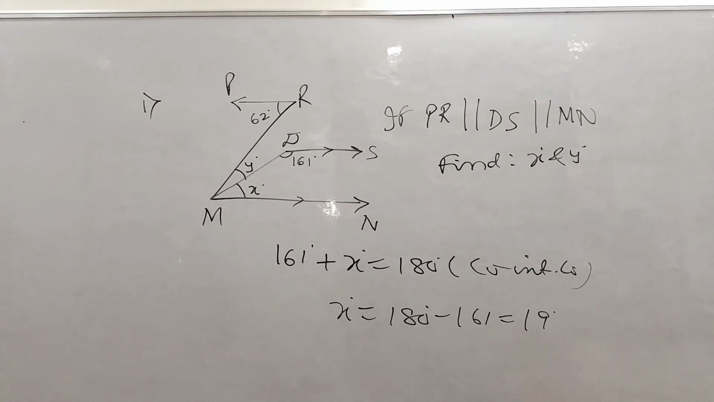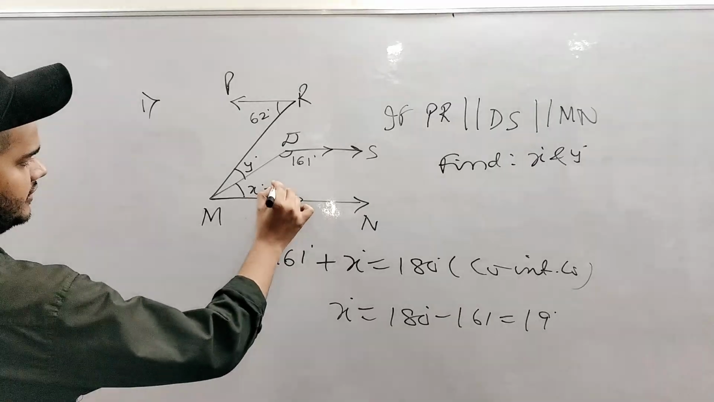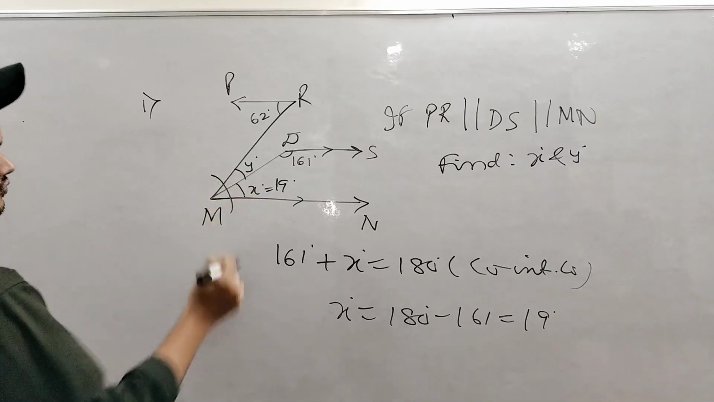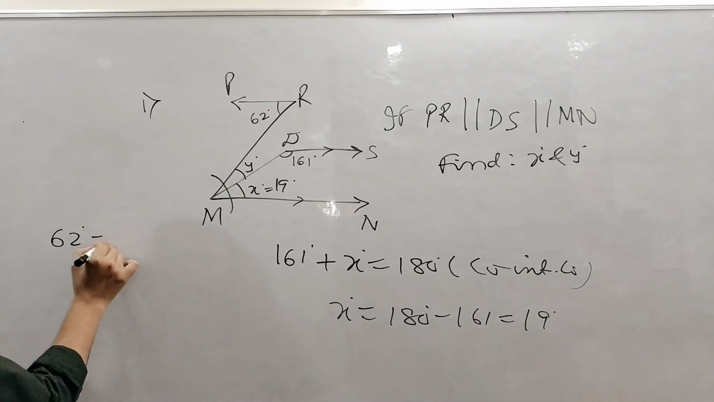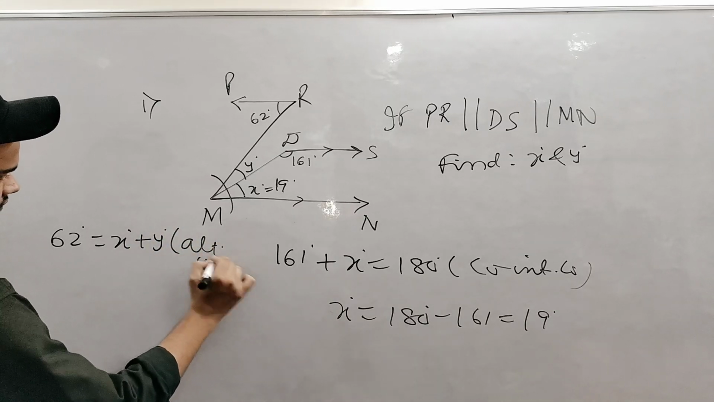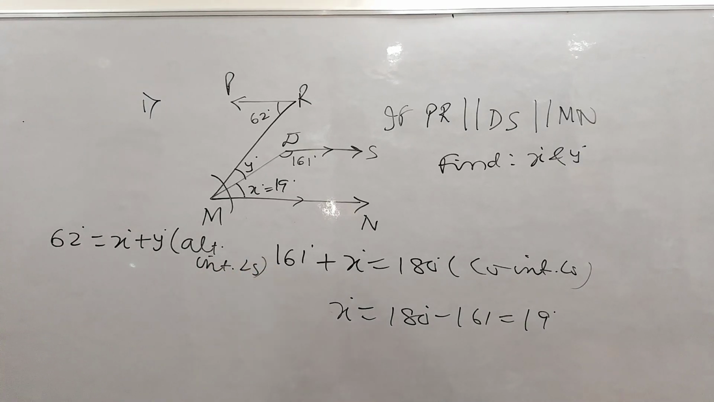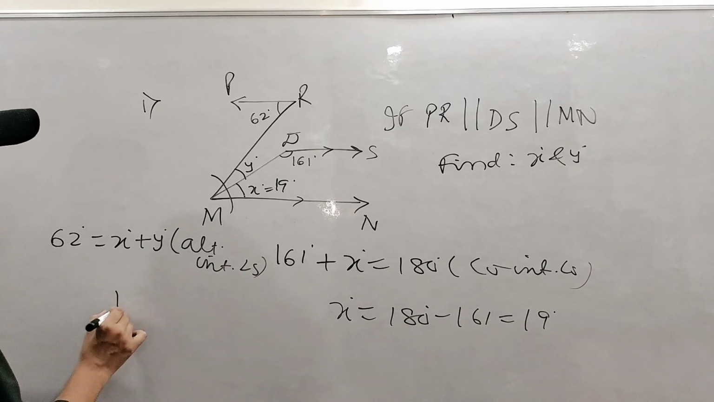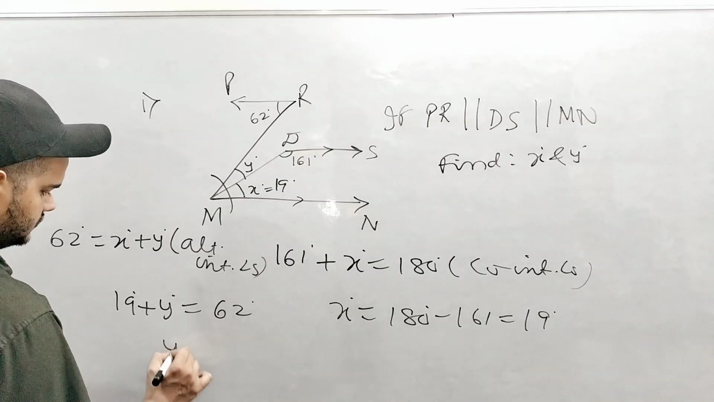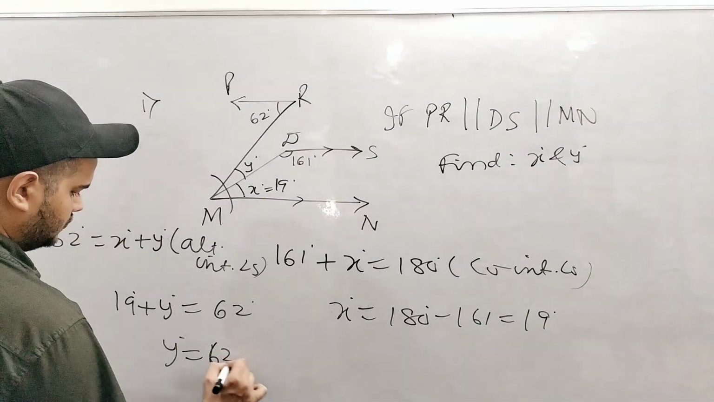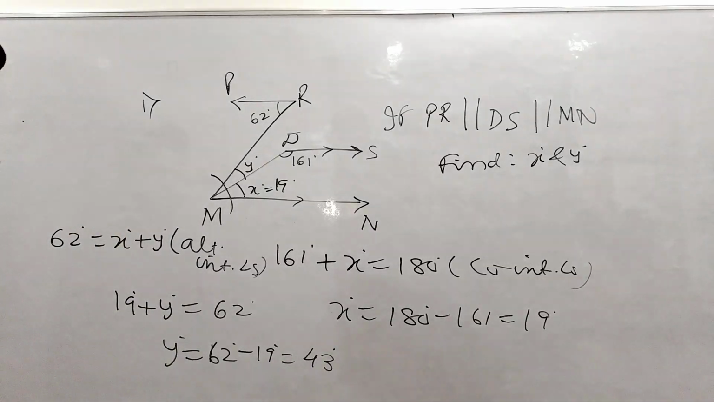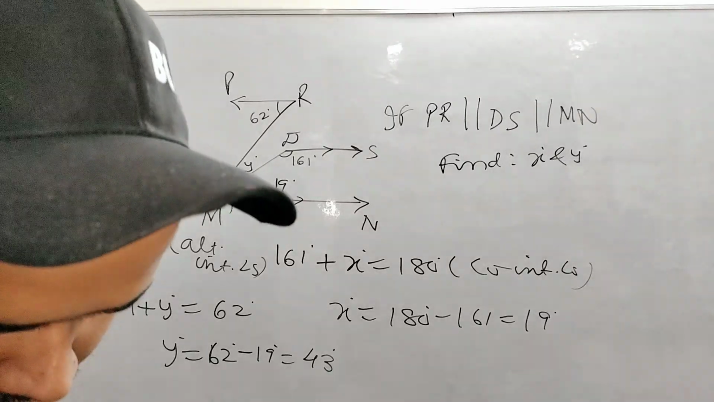अगेन, नाउ दिस x is 19. This angle is equal to this angle. Alternate 62 is equals to x plus y, alternate angle. So we can say 19 plus y is equal to 62. So y is equals to 62 minus 19 is equals to 43 degree. So y is 43 degree. Okay, note it down.